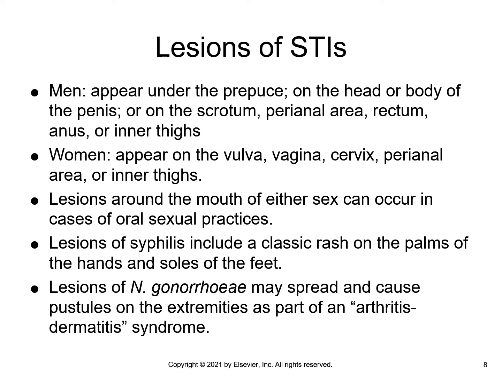Lesions for sexually transmitted infections will vary depending on the gender. There can be lesions around the mouth. Lesions of syphilis will include a classic rash on the palms of the hands and the soles of the feet. Gonorrhea can spread and cause pustules on the extremities.